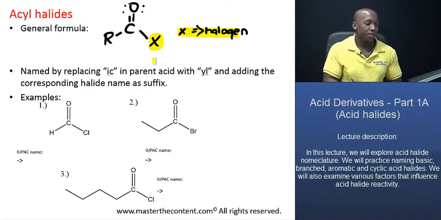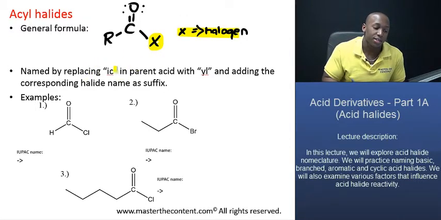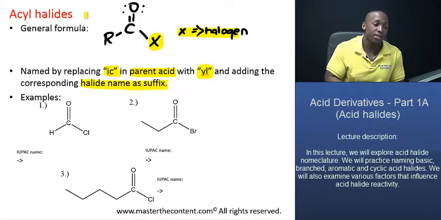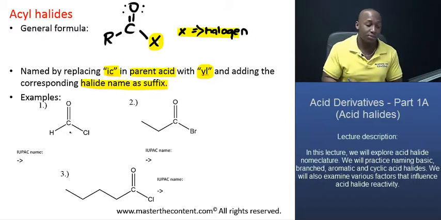As far as naming them is concerned, pretty simple rules. What you're going to do is replace the IC in what would be the parent acid name with YL and add the corresponding halide name as a suffix. The best way to understand what that means is by doing an example. So I'm going to direct your attention to the first example we have on the screen.